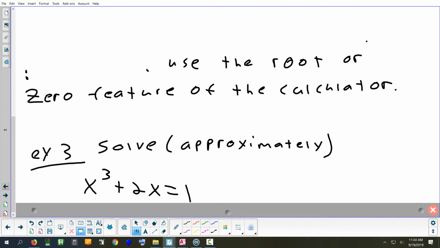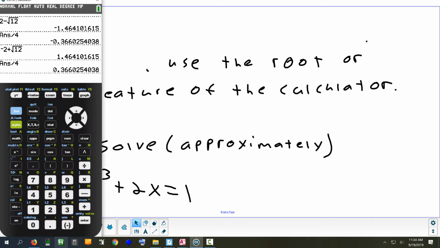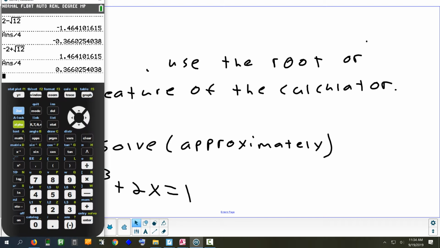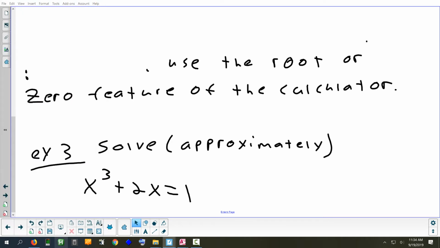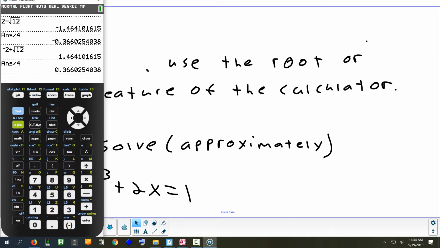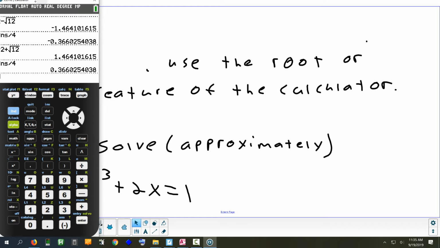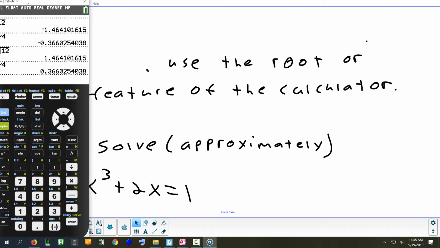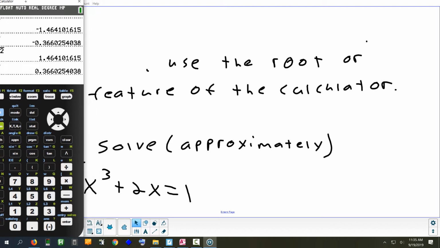All right, let's do this one graphically. Okay, so I want to type this in. Can someone tell me what I would type in here? How would I do this one? And that's x cubed. Yep, x cubed plus 2x equals 1. So what would be my set of steps to do this?